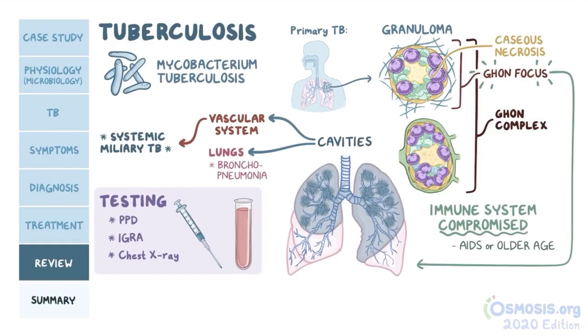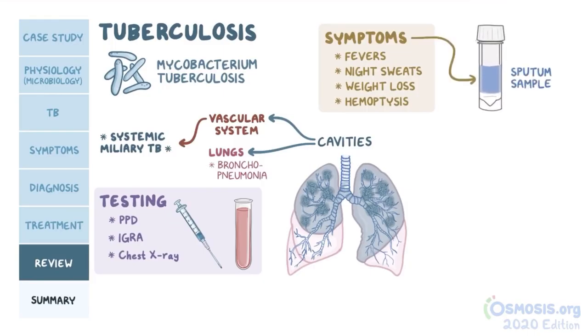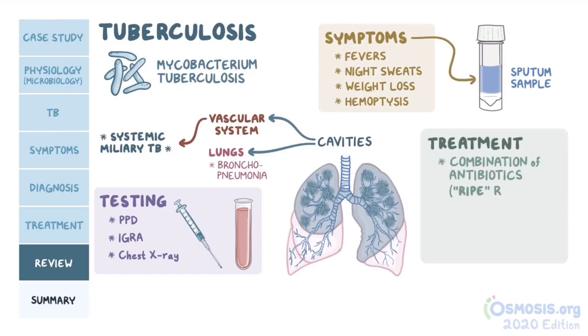Testing for TB starts with a PPD intradermal skin test, or with an IGRA blood test, and a chest X-ray can identify signs of active TB disease. In individuals with fever, night sweats, weight loss, and hemoptysis, a sputum sample can be used to identify Mycobacterium tuberculosis. Treatment of active TB includes a combination of antibiotics called the RIPE regimen.